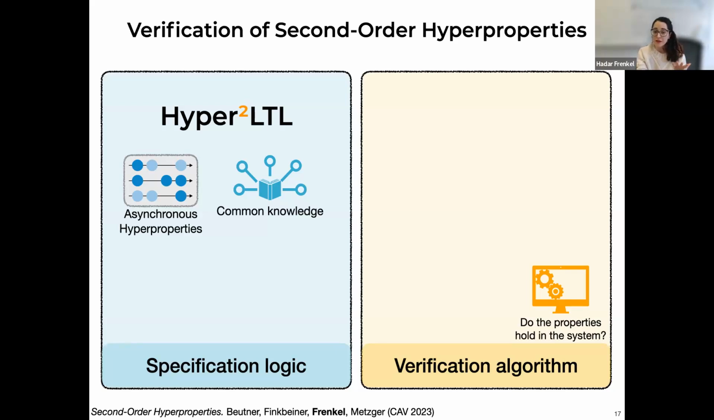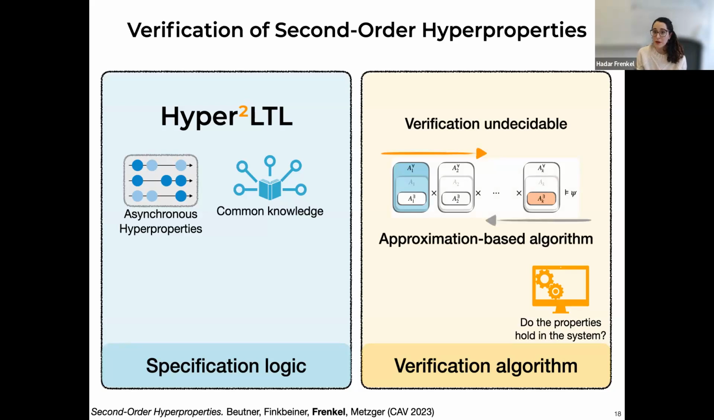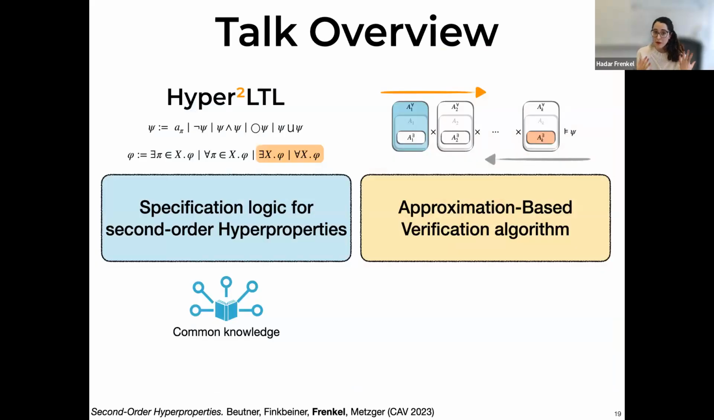However, this logic is very, very expressive and therefore is also undecidable. So in general, we cannot provide verification algorithms for it. What we are able to do is to use some approximations, and later you will understand approximations of what, but we're able to use approximations in order to verify these properties. So in this talk, I'm going to present you our HyperSquare LTL. I'm going to use the example of knowledge and common knowledge, and then I will show you our approximation-based algorithm.